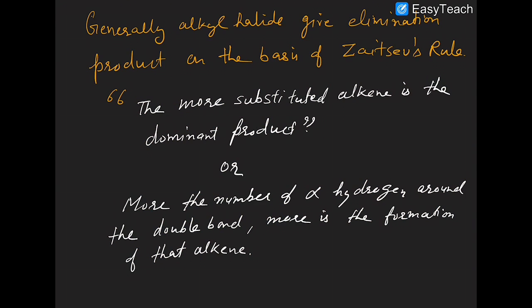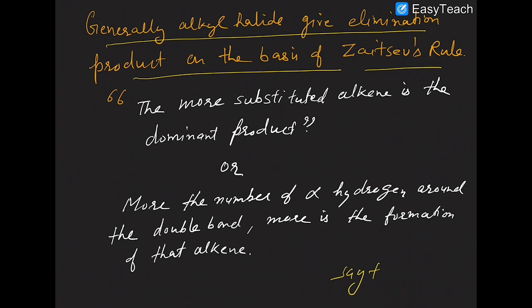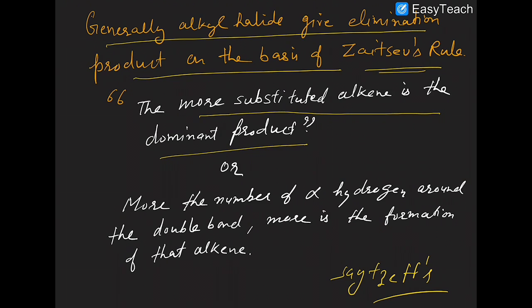Now generally alkyl halides give elimination products on the basis of Saytzeff rule, or more accurately Zaitsev rule. You call it Saytzeff also. The spelling is this, Saytzeff rule, or you can call it Zaitsev rule. Same meaning. What does the rule state? The rule states that the more substituted alkene is the main or dominating product.